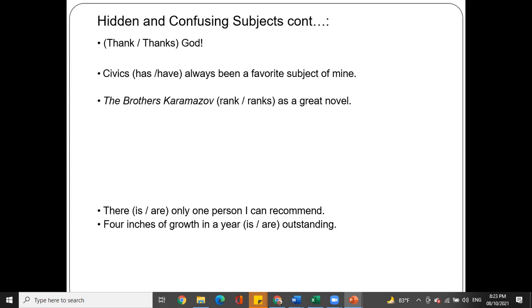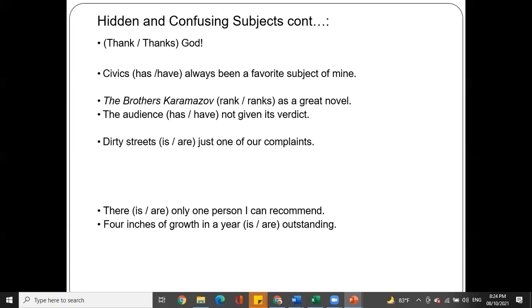The Brothers Karamazov. So The Brothers Karamazov refers to the novel. The pronoun is it. It ranks as a great novel. The Brothers Karamazov ranks as a great novel. The audience has not given its verdict.